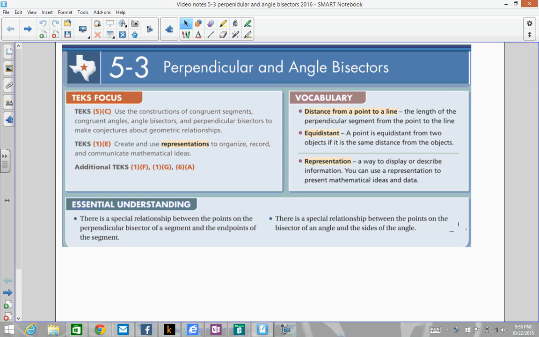Tonight we're going to talk about perpendicular and angle bisectors. We've talked about angle bisectors before, but never in the context of a triangle. We're going to do more about that now and learn the properties of these two special segments.